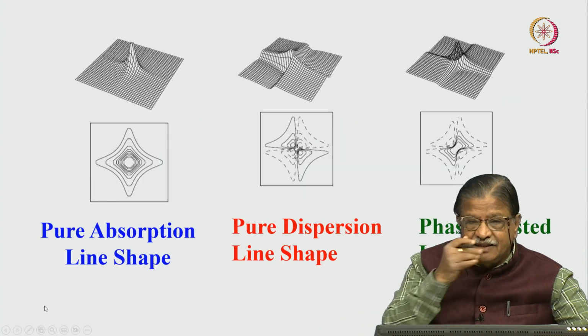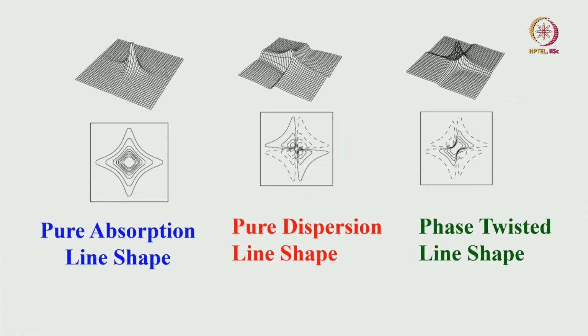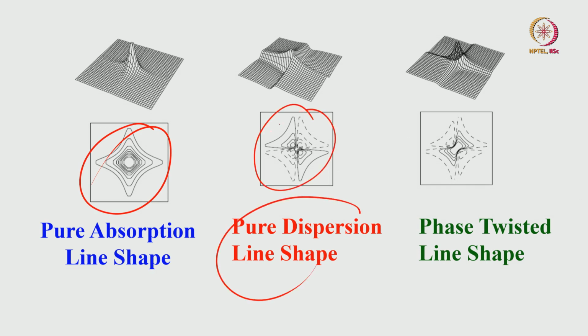But there are 3 different types of peak shapes you are going to get in the COSY or any 2D NMR. One is pure absorption line shape like this. It is like a star picture. The other one is pure dispersion like this. And this is phase twisted line shape.